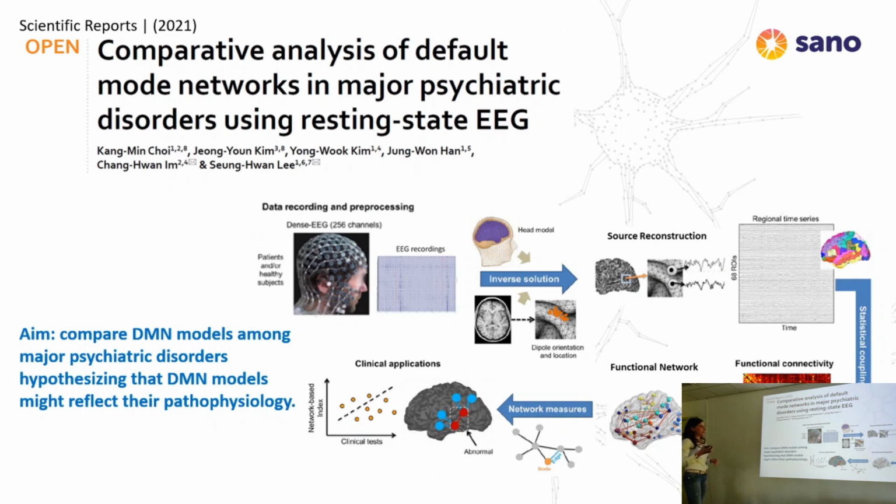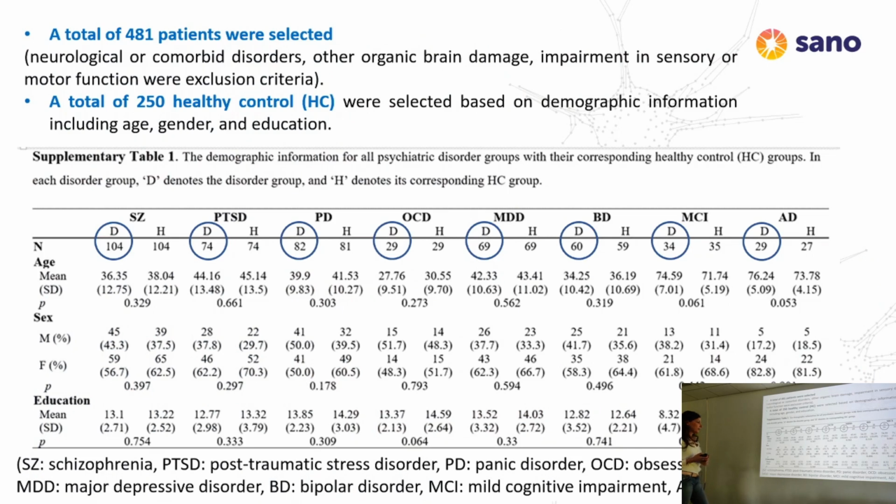This pipeline was used in a recent study aimed to compare the functional network models among major psychiatric disorders. The authors hypothesize that these models might reflect their pathophysiology. And EEG data were extracted from a database of patients diagnosed with major psychiatric disorders by clinical evaluation of experienced psychiatrists.